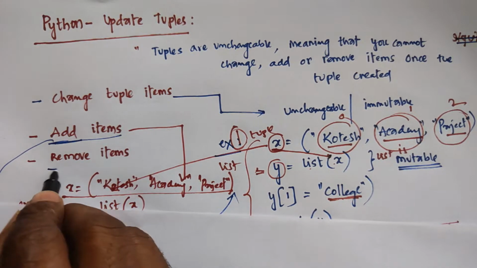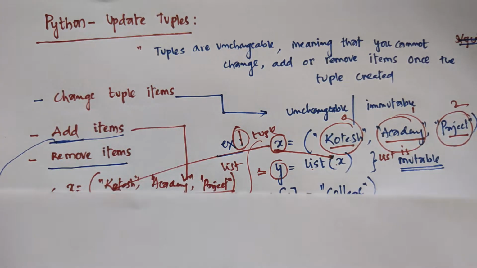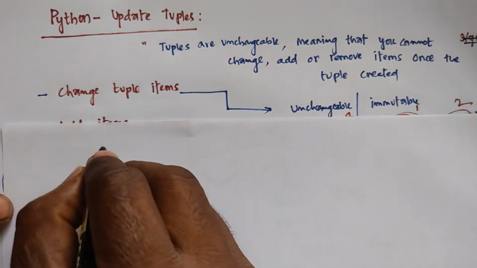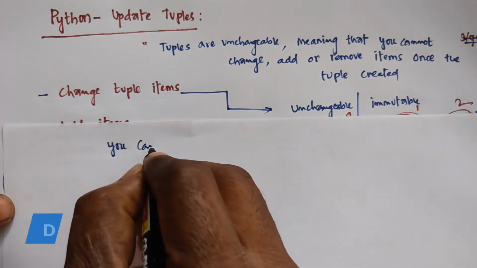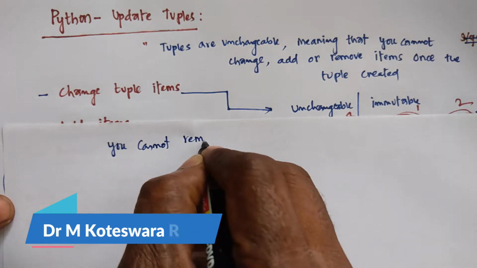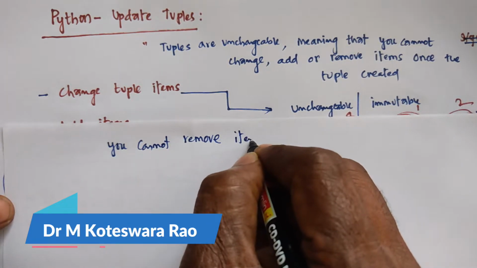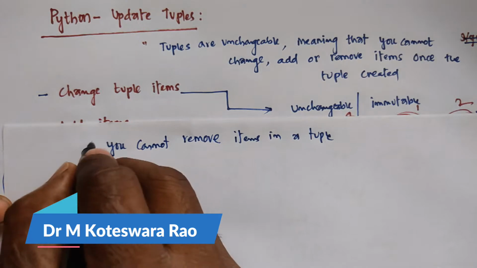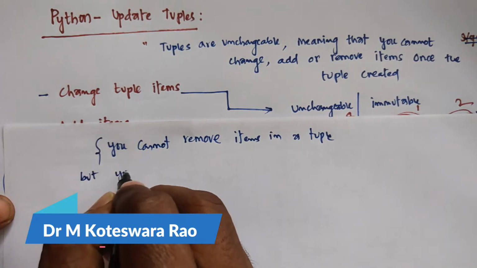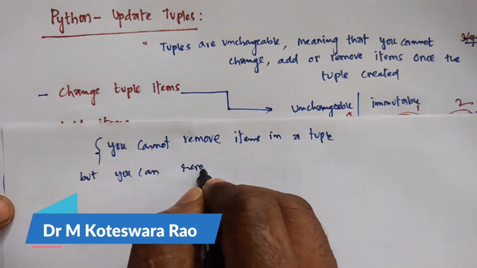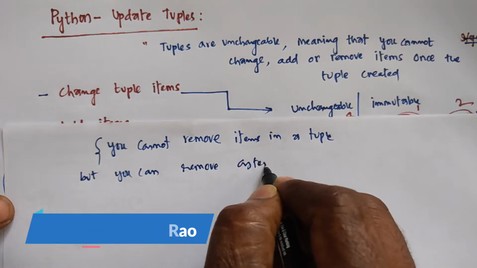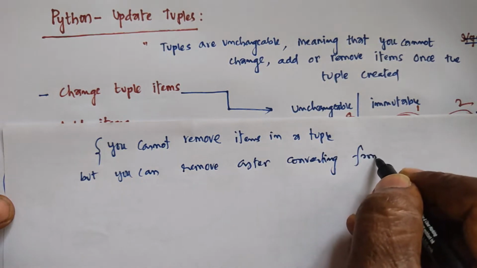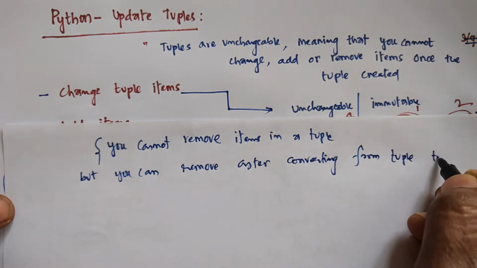Okay, next one is remove items and update items. So remove item: you can't remove items in a tuple. Okay, you cannot remove items in a tuple, but you can remove them after converting from tuple to list.